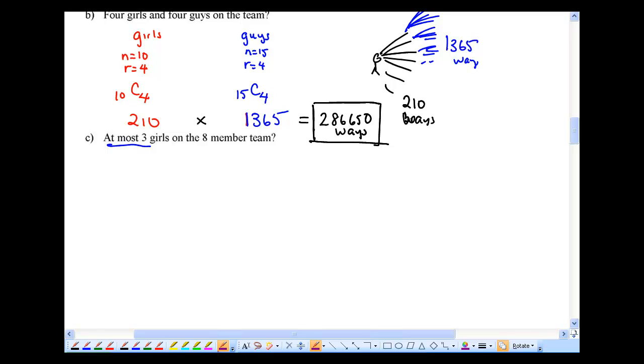So really what I'm saying is let's take a look at the number of possible ways to have no girls. Or you have 1 girl, which means then you have how many boys? 7 boys, right? So it's implied. 2 girls, which means there are 6 boys then on the team. Or, like you said, 3 girls, because it's at most 3, which means there are 5 boys on the team.